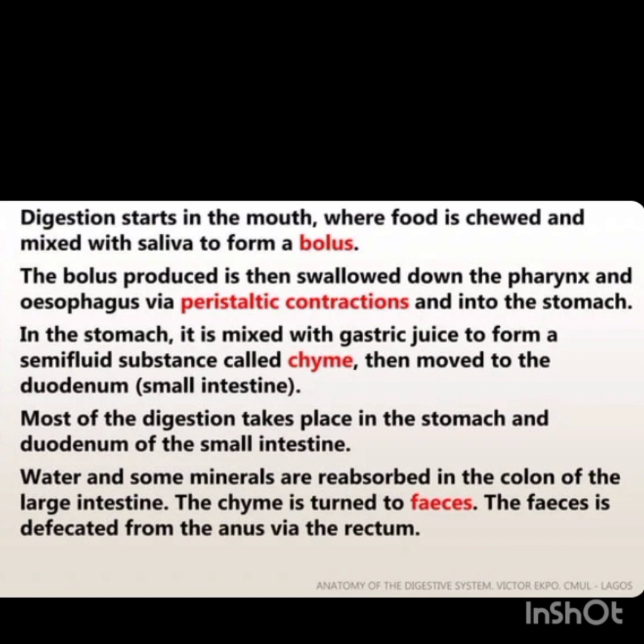Then move to the duodenum. This semi-fluid, what does semi-fluid actually mean? For example, if you take juice, that is called a semi-fluid. It is not a fluid, nor is it a solid consistency. So the semi-fluid moves down towards the duodenum.